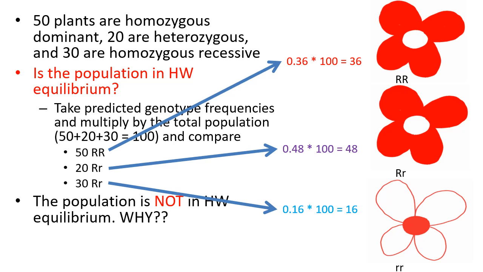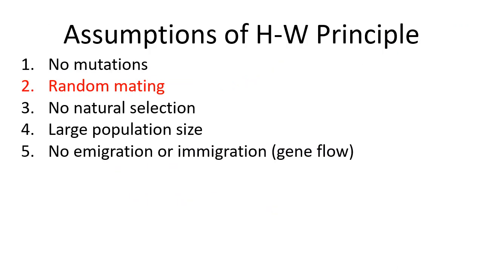All right, well, why would a population not be in Hardy-Weinberg equilibrium? Well, that could be any of these 5 reasons. So these are the assumptions of the Hardy-Weinberg principle. If a population is in Hardy-Weinberg equilibrium, that assumes that there are no new mutations in this trait. There's random mating, there's no natural selection, there's a very large population size, and you don't have individuals coming in or leaving the population, which would be emigration or immigration. We can also call that gene flow.